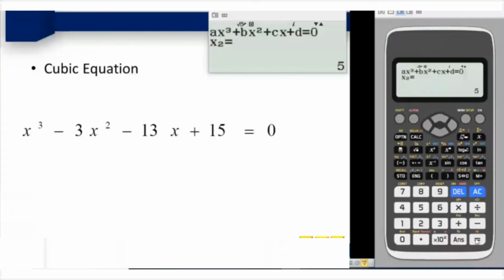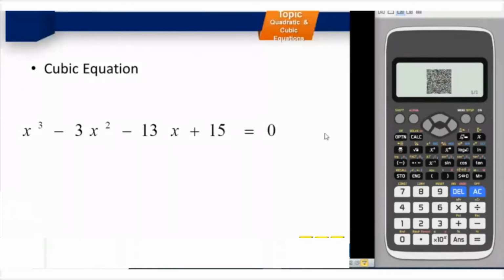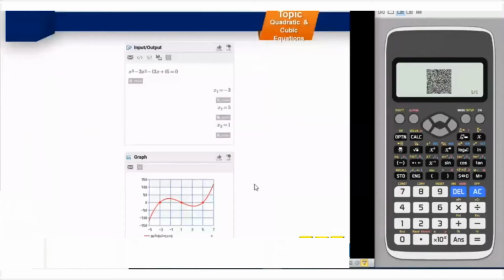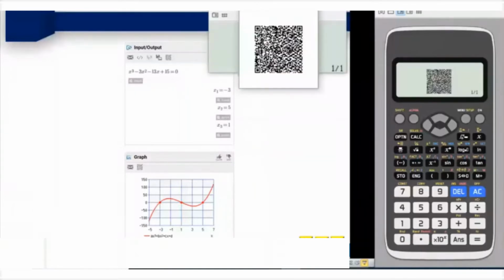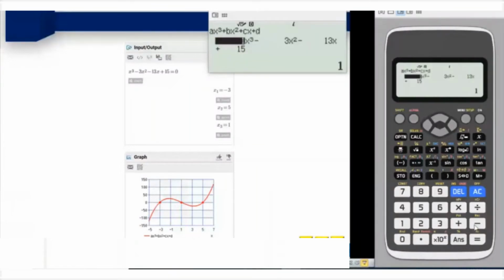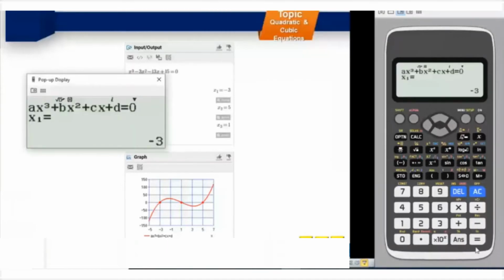I scanned the QR code and I got this, which means that the solution that I have is minus 3, you can verify it, 5, the second solution, and 1, the third solution. And you can now focus on the shape of the graph. A cubic equation has this graph.